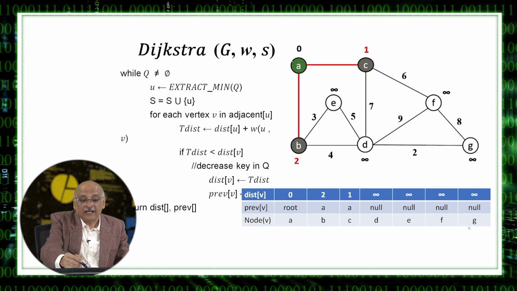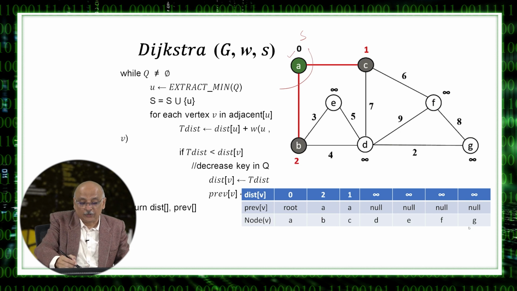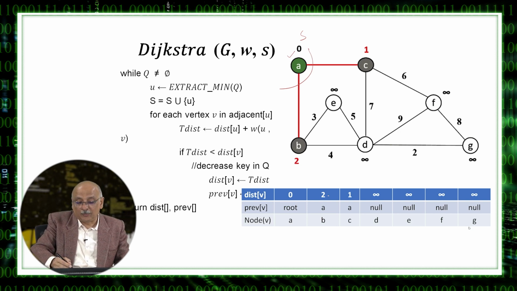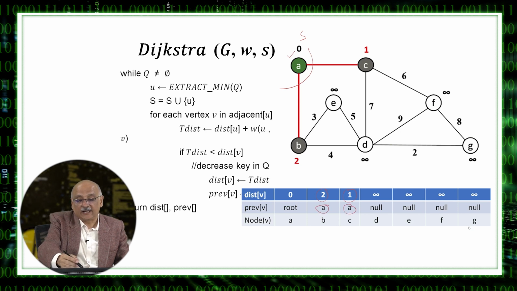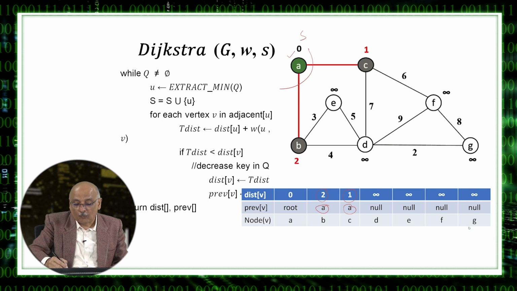Now what has happened? A has since been moved to S. So A is the set S. So right now set S has become A. These two nodes have now been added into Q. I mean, they are already in the Q, but then the values have been updated. All right. And these are the adjacent nodes which have been considered. Their predecessor node is A. For B also predecessor node is A. For C also predecessor node is A. And the weight now has been updated to 1 for C and 2 for B.